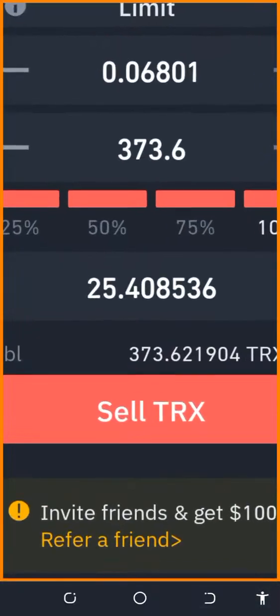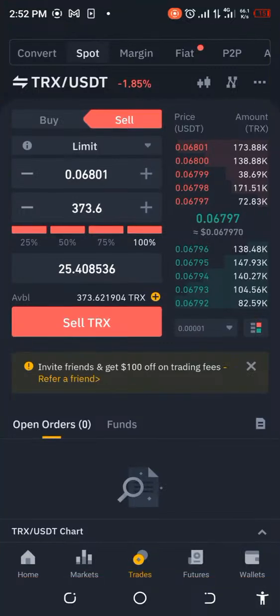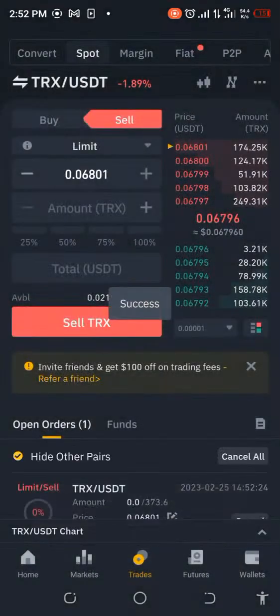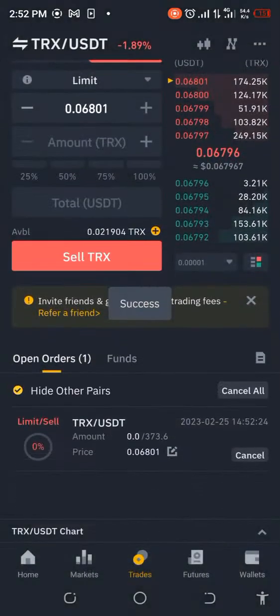Okay, right now the total value comes to 25.40. Well, let's see how much this is going to give us. We'll check every single thing after we're done. So let's go ahead and just take a screenshot and then we will sell the TRX. Oh, it's in the queue. No, I don't want to be in the queue.